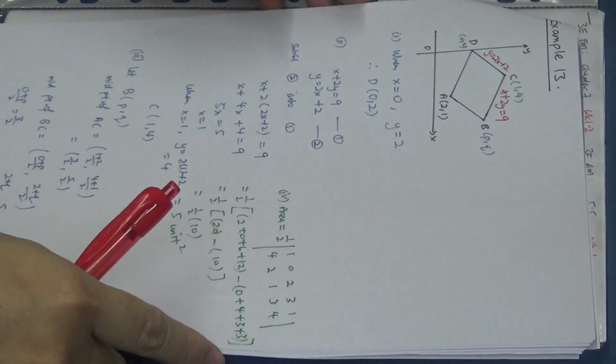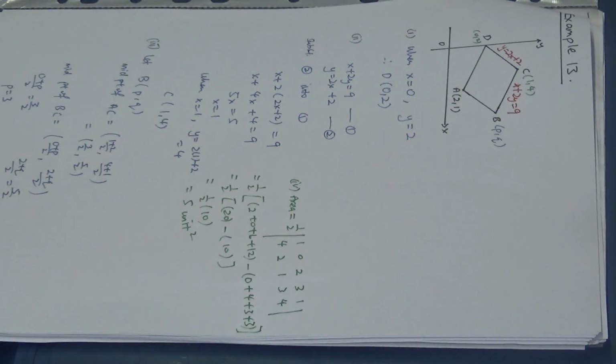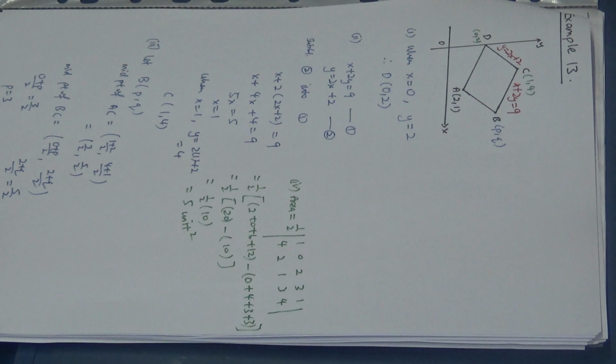Example 13 says that the diagram shows a rhombus ABCD. Rhombus means it's a parallelogram with all the four sides equal. The point A is given and D lies on the y-axis. The equation of CD is given and the equation of BC is also given. Find the coordinates of D.